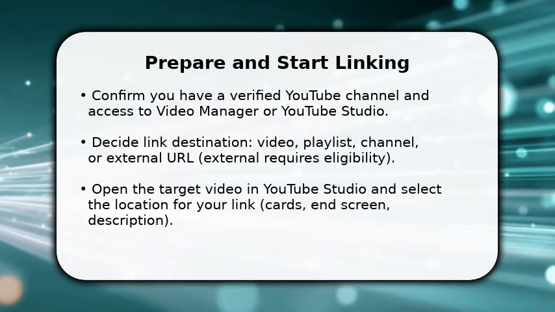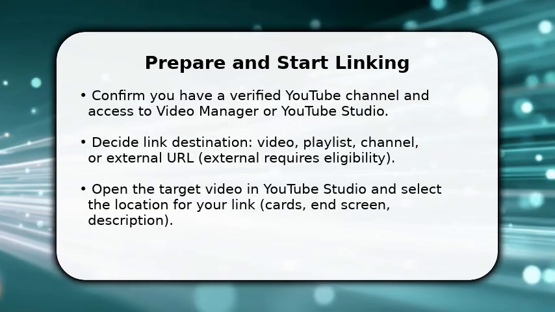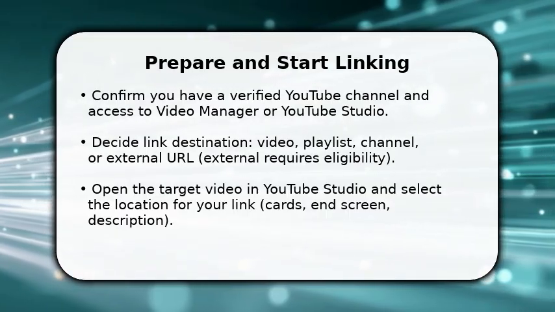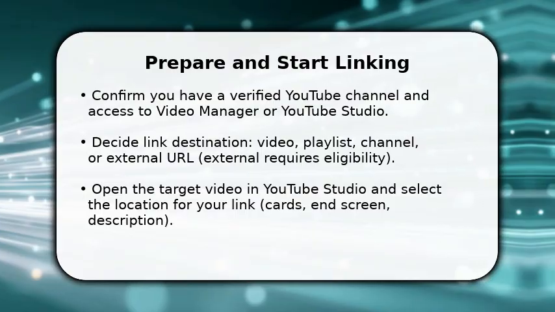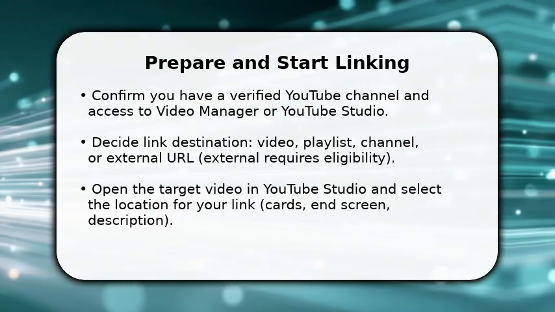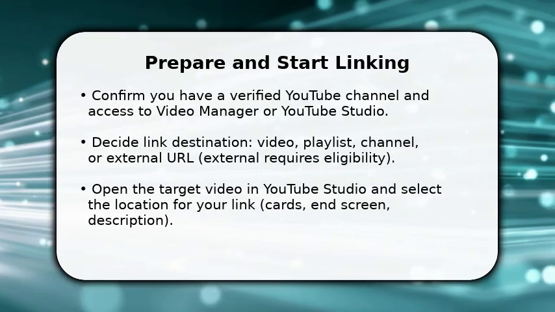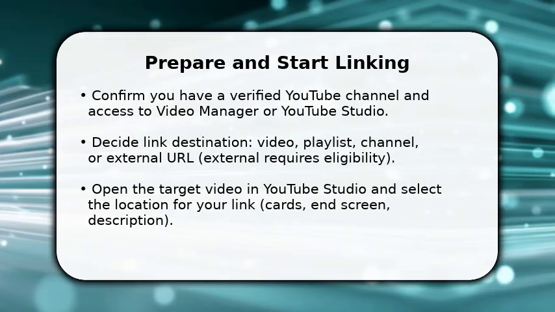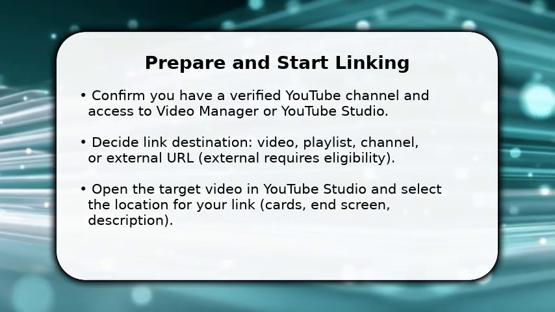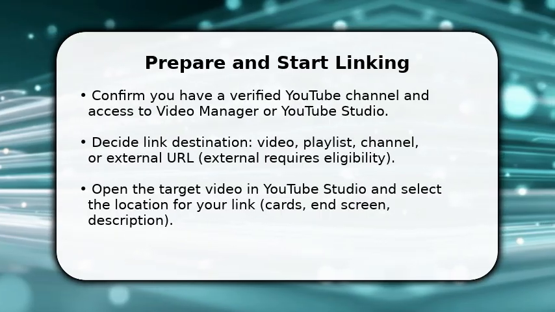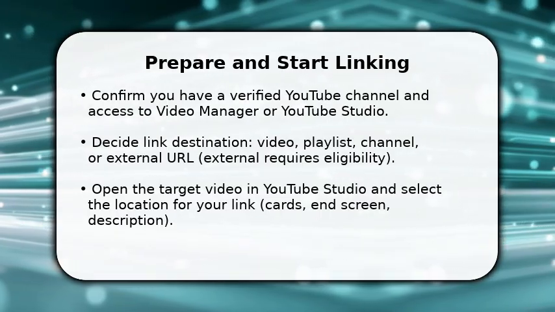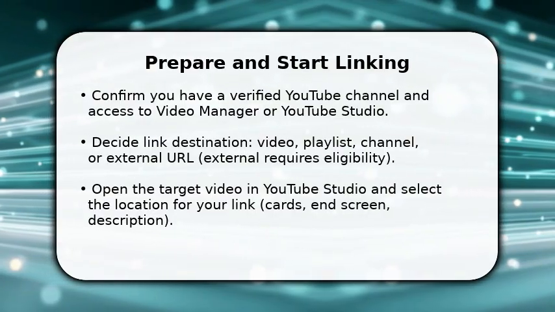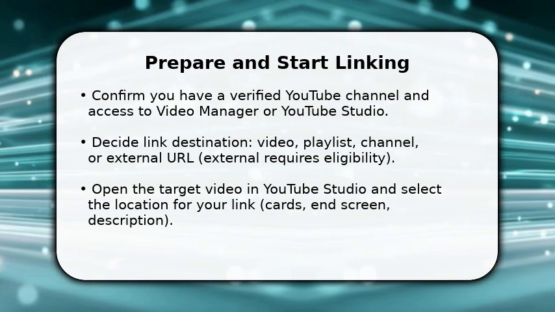You begin by confirming your channel verification and access to YouTube Studio. That matters because some link types require eligibility. Next, choose the destination: another video, playlist, channel, or an external URL if you meet criteria. Open the target video in YouTube Studio, then locate where you will place the link, cards, end screen, or description. This first step gets you into the interface and clarifies what link tools are available. Once done, you're ready to add the actual link elements.